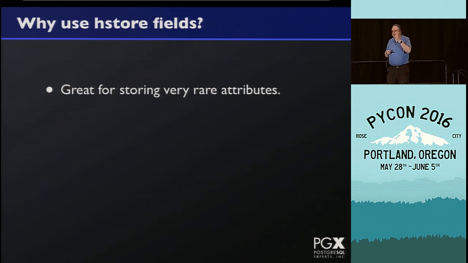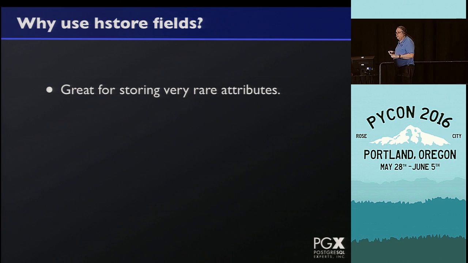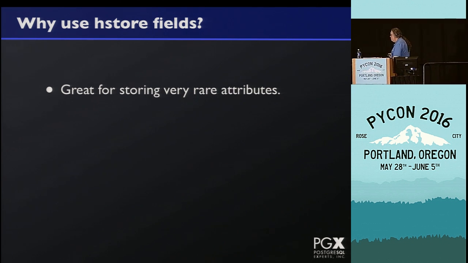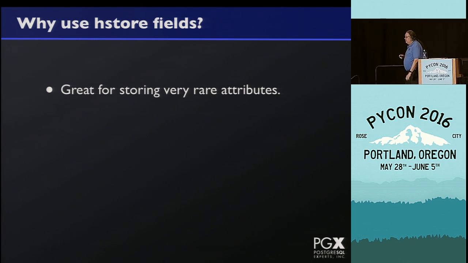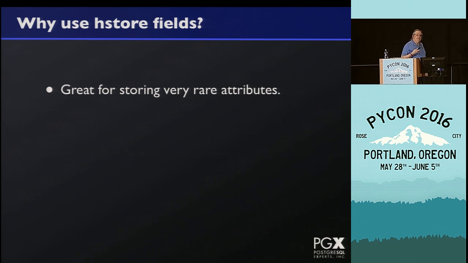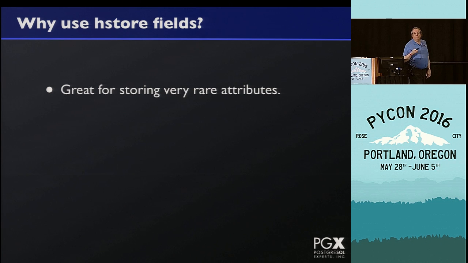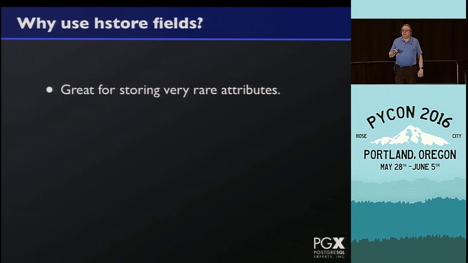So why would you use an hstore field? Well, it's great for storing really rare attributes. One example is, suppose you're shipping a package system, like a storefront system or something like that, and you want the user to be able to create their own attributes, like color for garments and things like that. But you don't want to go and modify the schema every time, and in Django, that's a pain to do anyway. So you could create an hstore field that has those relatively rare attributes in it.